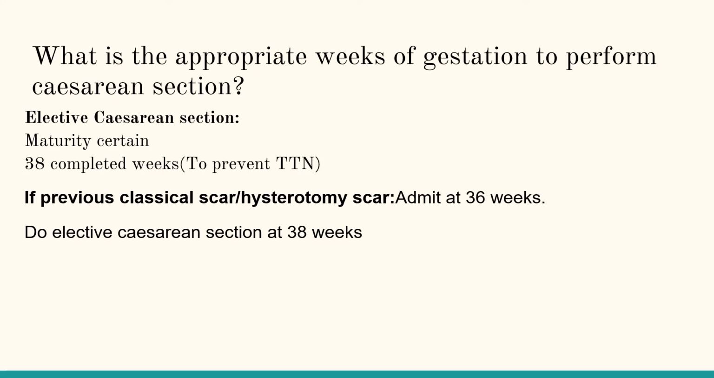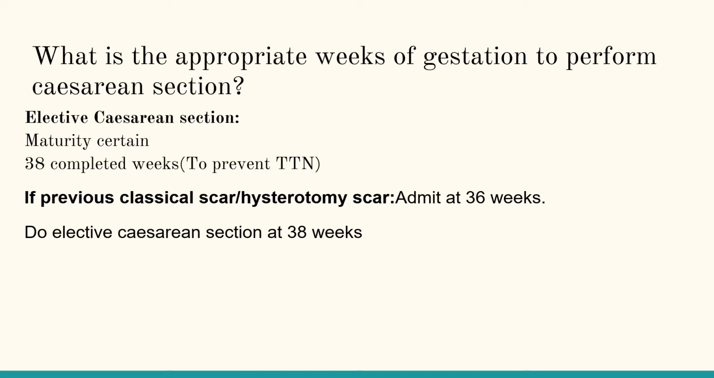What is the appropriate time or weeks of gestation to perform the cesarean section? Generally, elective cesarean section is done only when the maturity of the fetus is certain, that is 38 completed weeks, to prevent transient tachypnea of the newborn. Generally, when the fetus is under the stress of labor, there is an increase in the intra-abdominal pressure and intrathoracic pressure, which causes the squeezing of the fluid from the lungs, and it opens up the lungs, which does not happen if elective C-section is done.